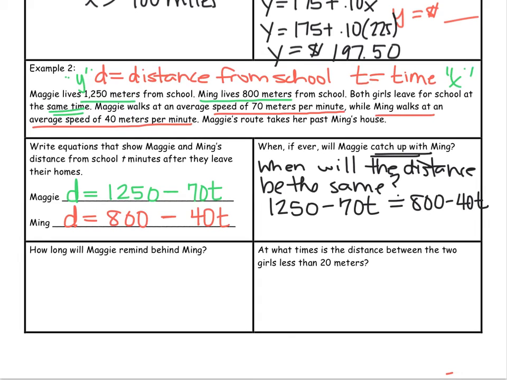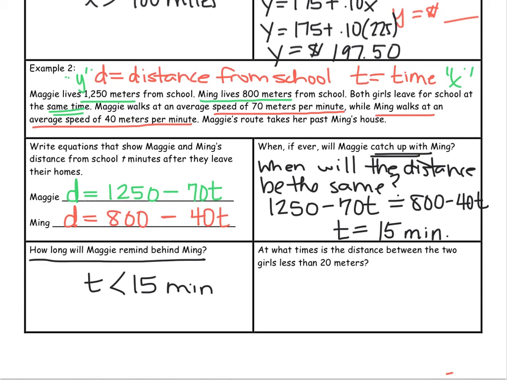So when we solve for t, we get t equals 15, and t is being measured in time, so it's 15 minutes. So it will take Maggie 15 minutes to catch up to Ming. How long will Maggie remain behind Ming? Well, when the time is less than 15 minutes, because less than that, she is still behind Ming. At 15 minutes, she catches up to her.